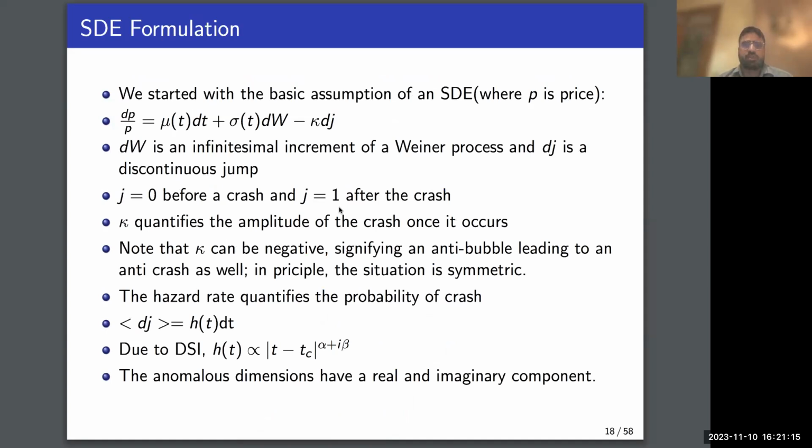In terms of price dynamics, we start with the basic assumption of an SDE of this form, with a drift term and a noise term, and dW being just an infinitesimal increment of a Wiener process. But you also add this dJ, which is a discontinuous jump, right, where J equals 0 before a crash and J equals 1 after the crash. And this quantity kappa quantifies the amplitude of the crash once it occurs. And kappa can also be negative, signifying an anti-bubble, which can lead to an anti-crash as well. And you can also define a hazard rate that quantifies the probability of the crash. So you can write an expectation value of dJ and write that as h of t times dt. Now, because of discrete scale invariance, h of t has to be a power law with a possibly complex critical exponent, right?